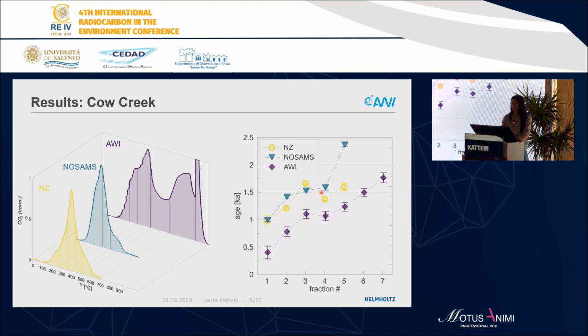If we look now at the F14C results, we can see a similar trend at the different labs, but there's a substantial difference in the individual ages we got for the fractions. And one hypothesis is that this is caused by the amount of oxygen that is included in the gas stream.